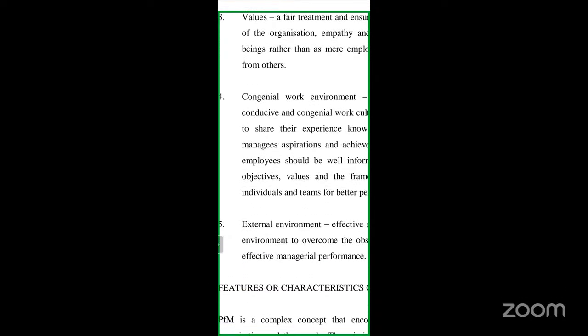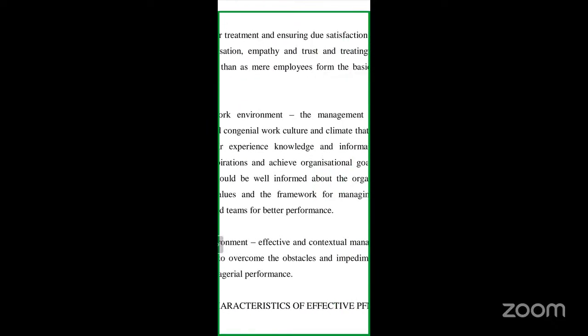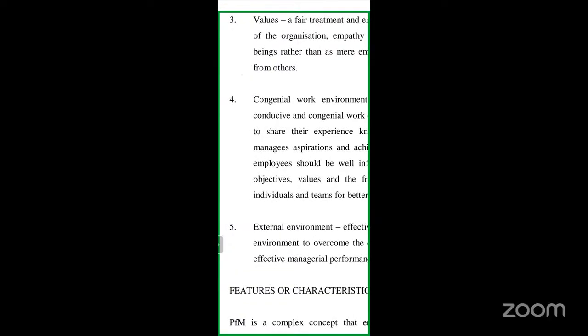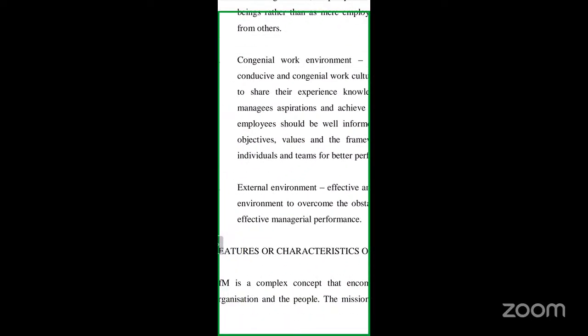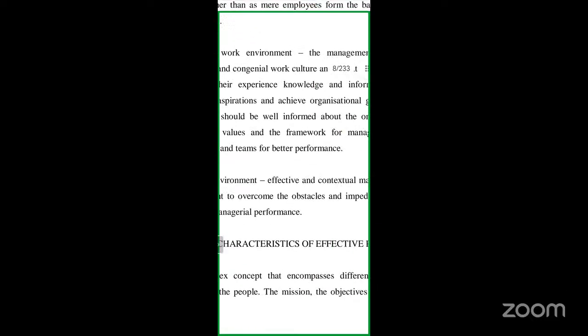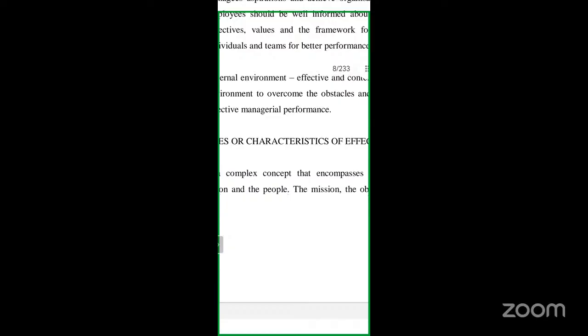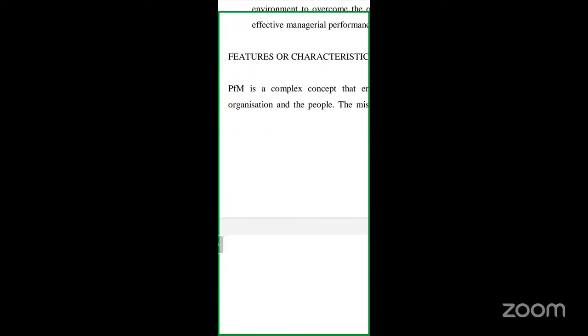Then we have the conducive work environment. The management needs to create a conducive work culture and climate that would help people to share their experience, knowledge, and information to fulfill the management's aspirations and achieve organizational goals. This environment is also very important to achieve the performance. Then we have the external environment. An effective external environment plays an important role to achieve the goal of the organization. Features or characteristics of effective performance management is a complex concept that encompasses different dimensions of the organization and the people.